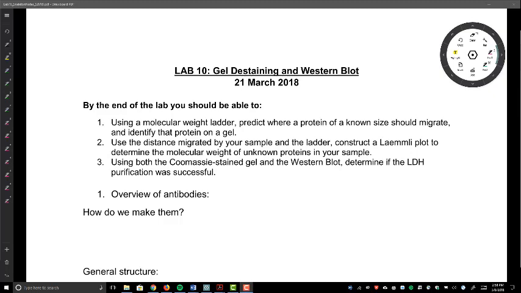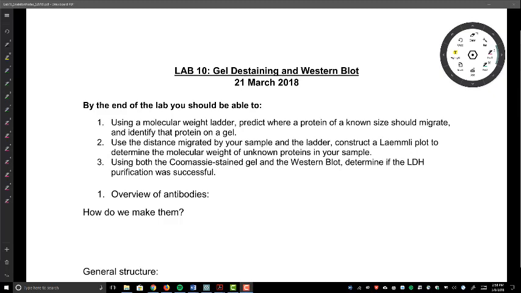In addition to using your Coomassie stained SDS-PAGE gel quantitatively, you're going to have to use a combination of your Coomassie stained gel and the Western blot qualitatively to determine if your LDH purification was successful.